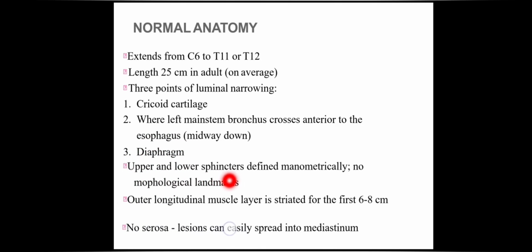Upper and lower sphincters are defined manometrically, meaning they exert a pressure over it, but there are no morphological landmarks. Outer longitudinal muscle layer on microscopy is striated for the first 6 to 8 cm. So it is a striated kind of voluntary muscle just up to the first 6 to 8 cm. Serosa is absent on the esophagus. So the lesions of the esophagus, like esophageal cancer, can spread easily into the mediastinum.